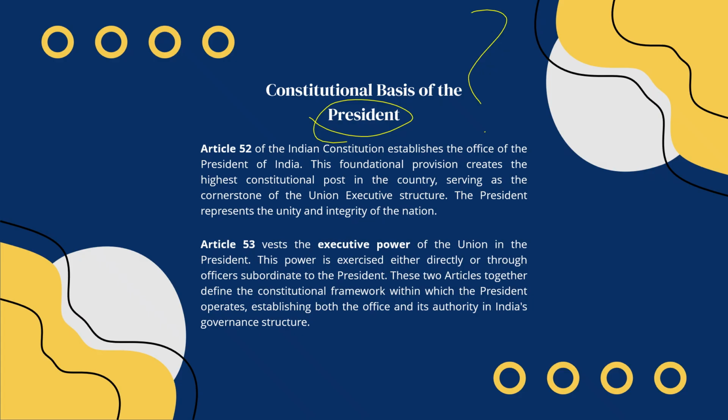First, Article 52. There shall be a President of India. Now, this might look simple, but it is very important because this article creates the office of the president. It establishes the existence of the post, the highest constitutional authority of the country. Without Article 52, there would be no president because it clearly says that there shall be a president of India. It is the foundation of the Union Executive. Next is Article 53.